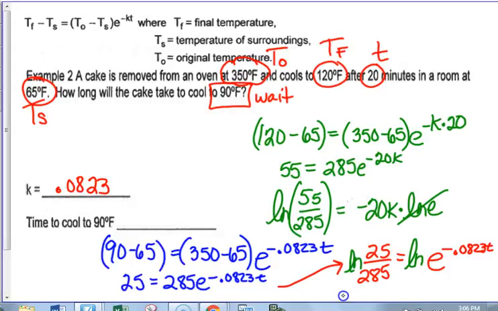Okay. ln of 25 divided by 285, and then divided by negative 0.0823. 29.6 or something. 29 point something. Yeah, around 30 minutes.